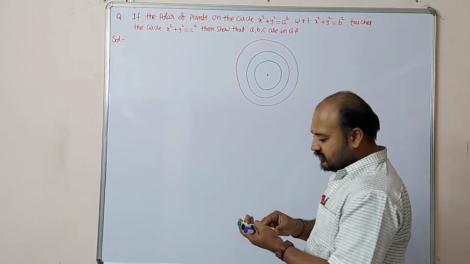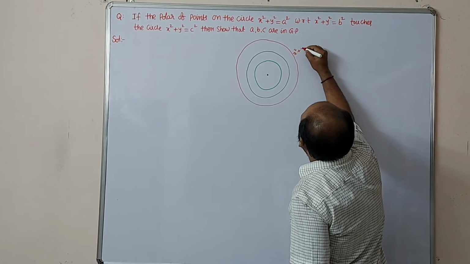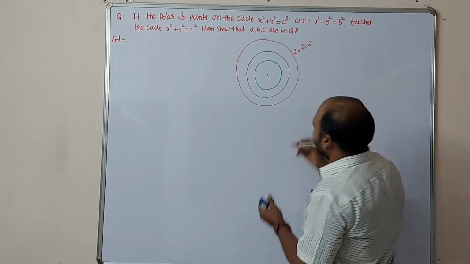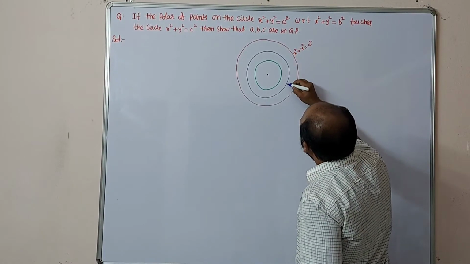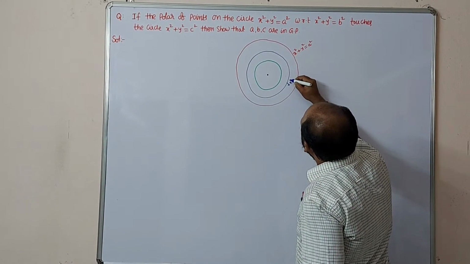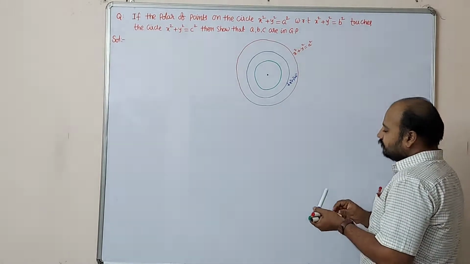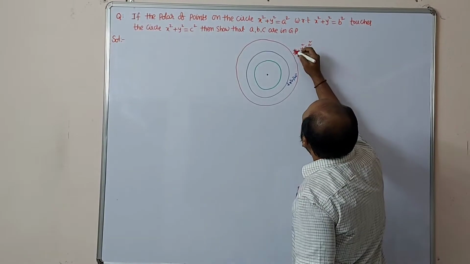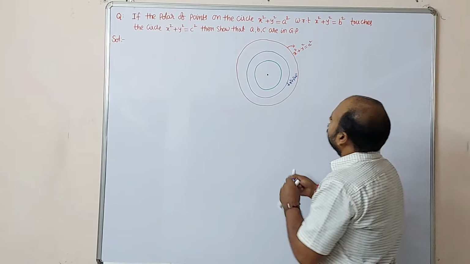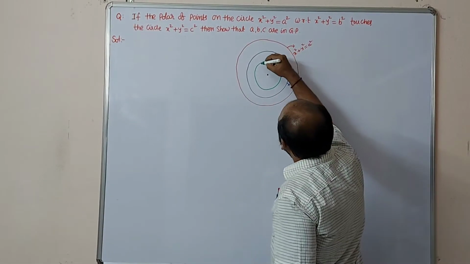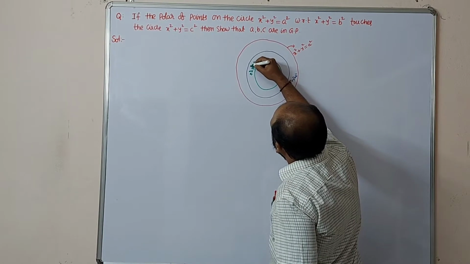According to the question, this is the first circle: x square plus y square is equal to a square. Second circle equation, here I am writing, is x square plus y square is equal to b square. And third circle, here I am writing x square plus y square is equal to c square.